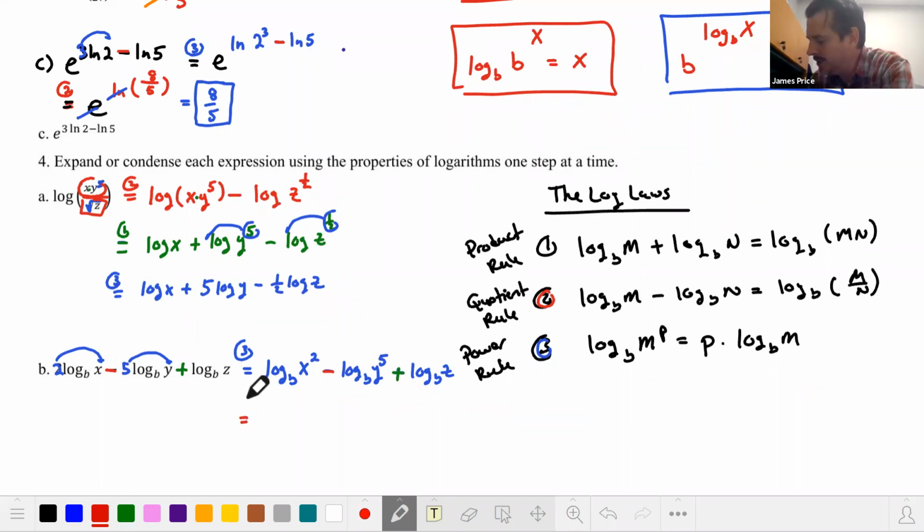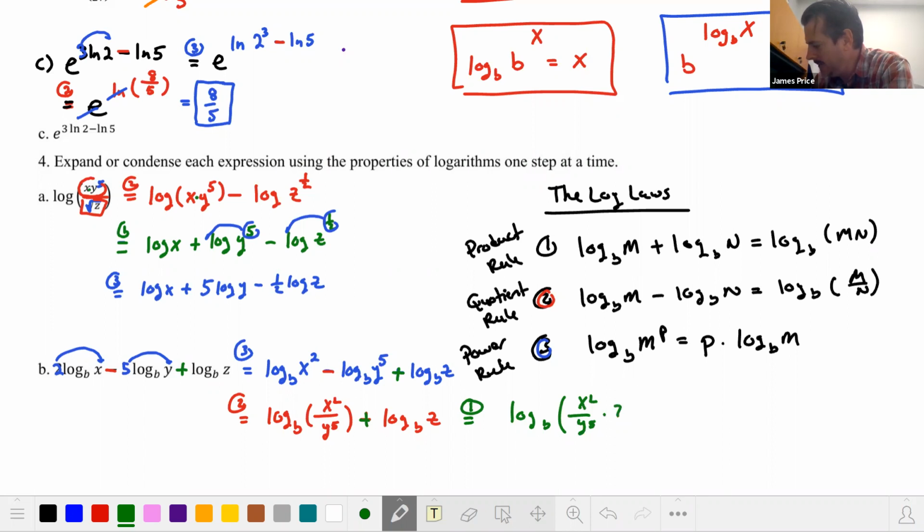And so we turn this into division. We use that quotient rule. We write this as the log base b of, and you have x squared on top and y to the 5th on the bottom. And then plus this log base b of z. And then because you're adding here, we can use that product rule now to bring these together. So we get log base b of x squared over y to the 5th times z.